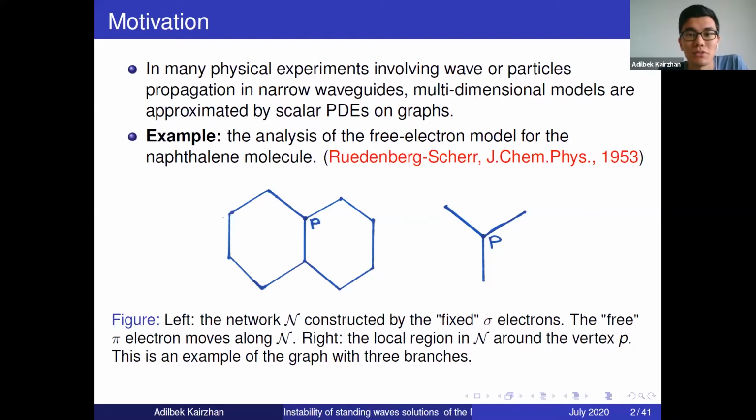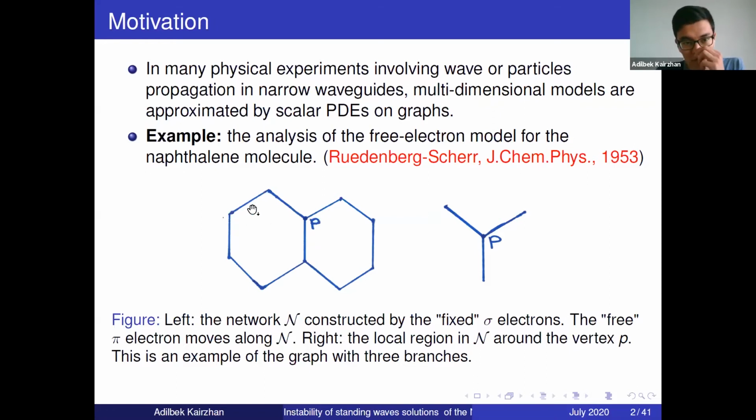to explain why the PDE on graphs actually has a meaning. I think one of the first mentions of PDE on graphs was in the Journal of Chemical Physics in 1953, when people started analyzing the free electron models of the naphthalene molecule. Here the idea was that in the naphthalene molecule you have fixed sigma electrons, and these fixed sigma electrons make this core, which we call the network. And then there are some free electrons, which are pi electrons, which move along this core.